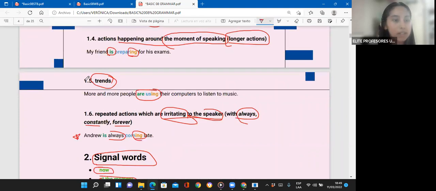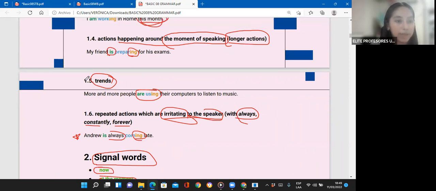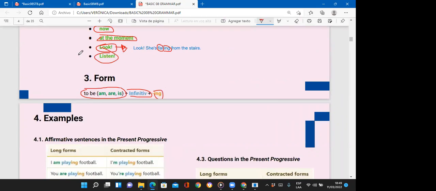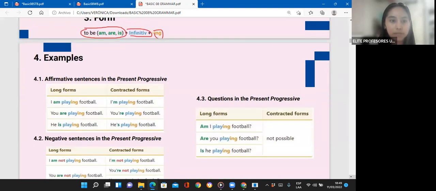Okay, questions? Carlos, Carla, Aixa, Nicole, questions, comments? No. No, okay, everything clear. Let's continue now. Let me know, please, if you have questions. I'm going to explain that to you.